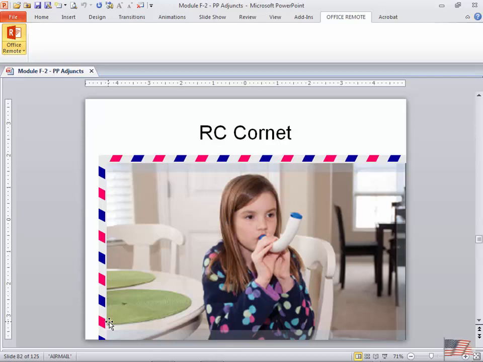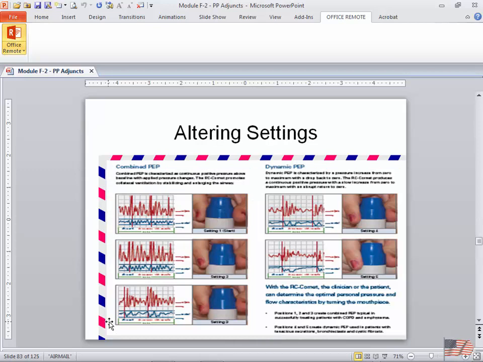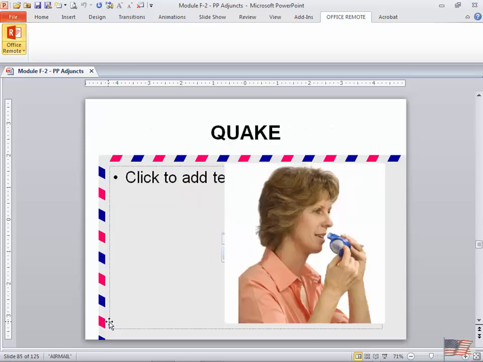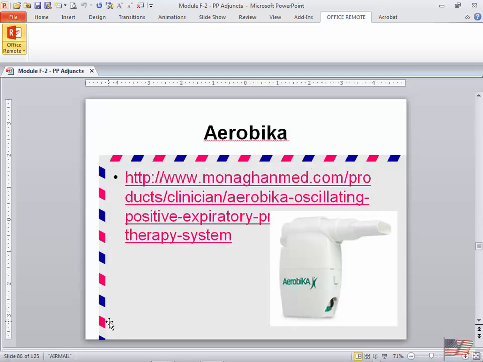And she looks just so excited to be doing her cornet therapy. And you can adjust the settings to adjust the amount of resistance that you have, and you can even take it with an aerosol medication. God knows why. Another one is called the Quake. Another one is called the Aerobica. Whatever. Okay, there's all kinds of different devices trying to create a variable PEP. That's the key word. The 2 I want you to know are the Acapella and the flutter.